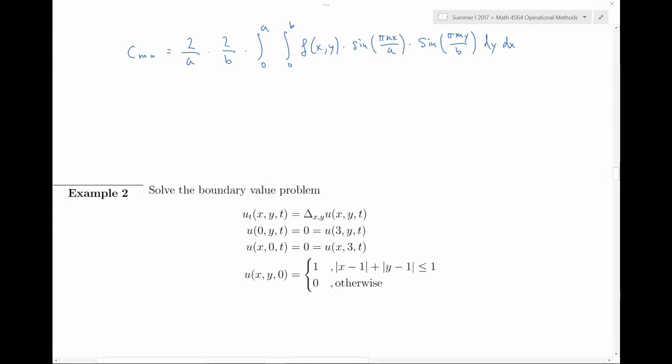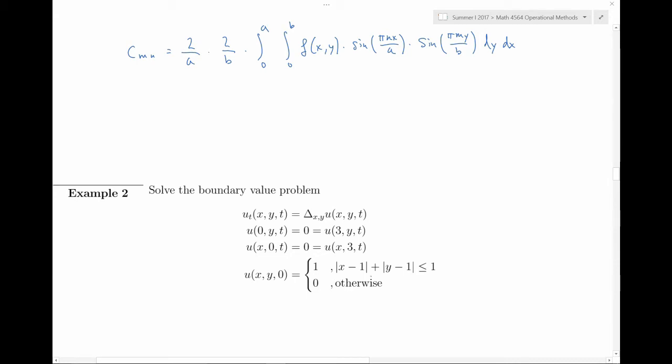We have u t equals the Laplacian in terms of x and y of u(x,y,t), which means it's u xx plus u yy. The constant kappa here is 1, so that's going to simplify our solution here. I have 0 boundary condition, and I know that x and y go from 0 to 3, and this is kind of an interesting function that I have here. It's 1 on the region where the absolute values of x minus 1 and y minus 1 add up to something less than or equal to 1, otherwise the initial condition is 0.